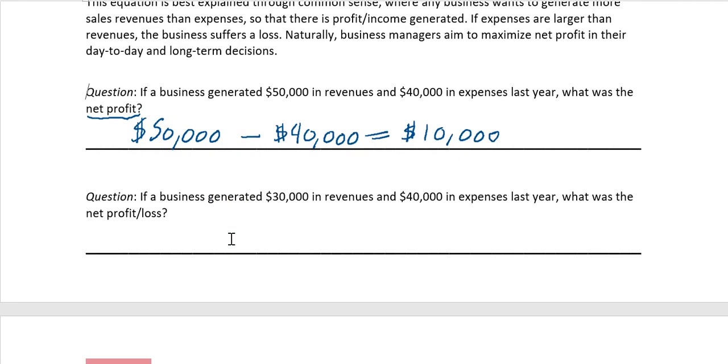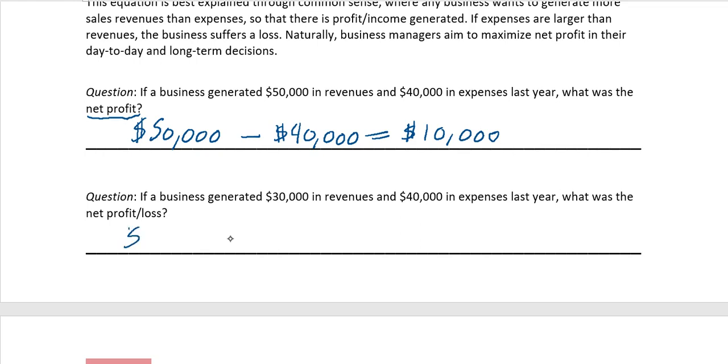Going down to the second question here, it's a similar question. This time it asks us if a business generated $30,000 in revenues and $40,000 in expenses last year, what was the net profit or loss? So in the last question, the question dictated to us it was going to be a net profit, and we got a positive number. We confirmed that. In this case, we're not sure just yet, so we have to do some calculations.